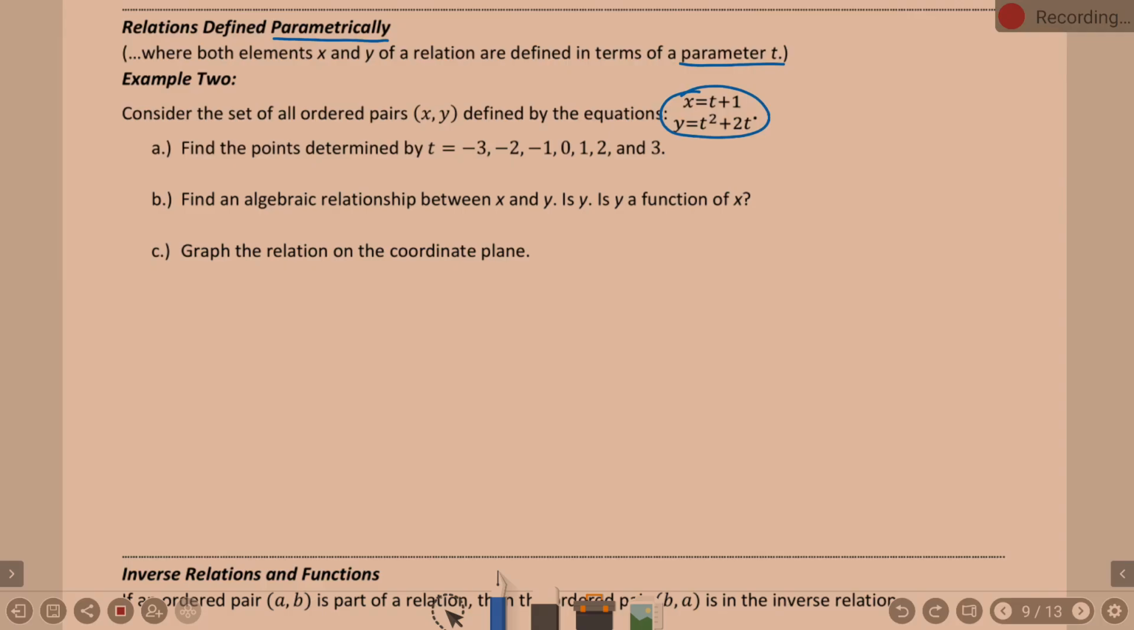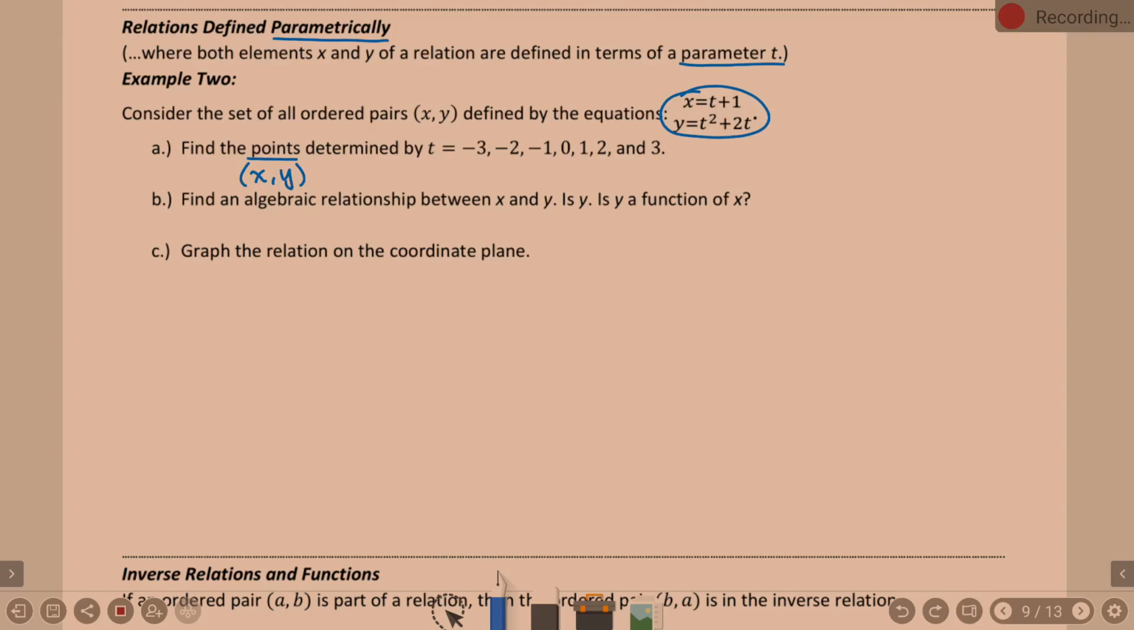First of all, A asks us to find the points determined by t equals -3, -2, -1, 0, 1, 2, and 3. What do I mean find the points? What is typically a point? X and y. So I'm asking us to essentially find x, y ordered pairs. What did they give us? T values. They gave us parameter values. Do you see how we can do this?